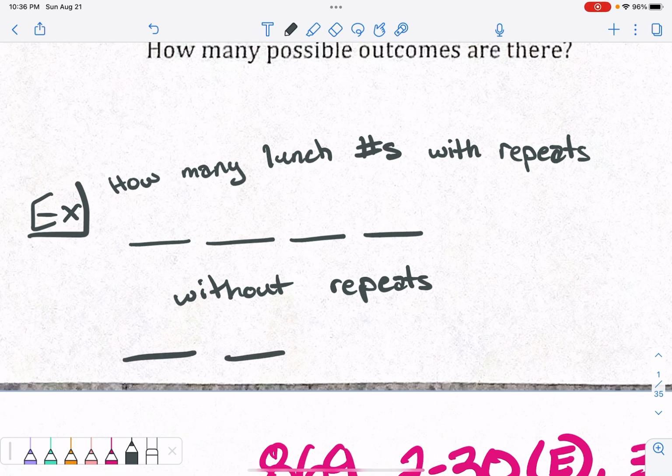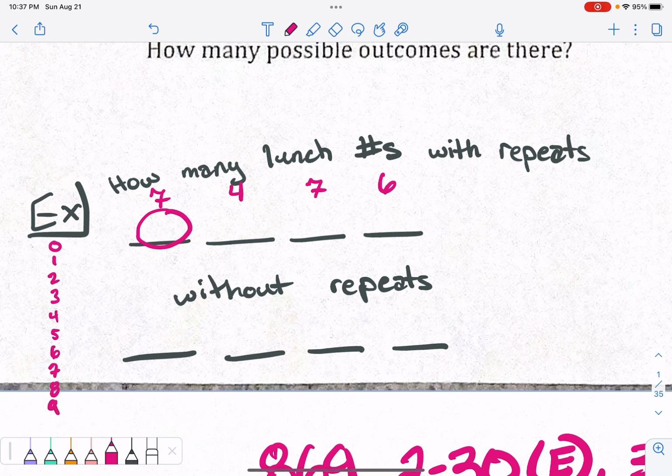So you have a lunch number, right? Okay, how many lunch numbers can you create if you are allowed to repeat those numbers? So let's say I have the lunch number 7476, right? The 7 is allowed to repeat, or any of the numbers are allowed to repeat again, okay? So to figure this out, we ask how many different numbers could go in that spot, okay? Now you have to take into account that 0 can go in that spot. So 0, 1, 2, 3, 4, 5, 6, 7, 8, and 9. That is actually 10 different numbers that could go in that spot, okay?